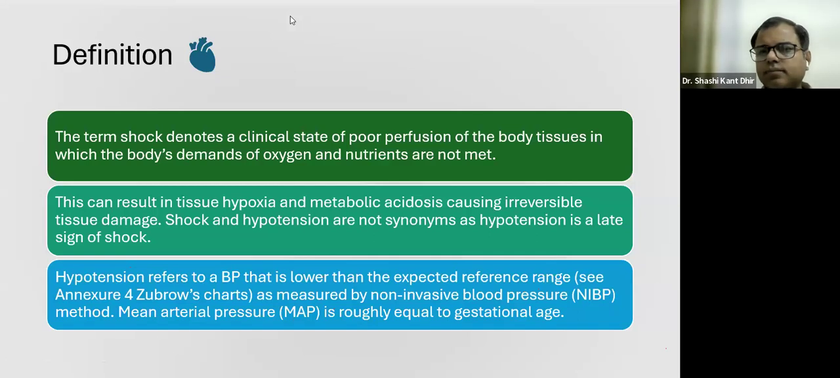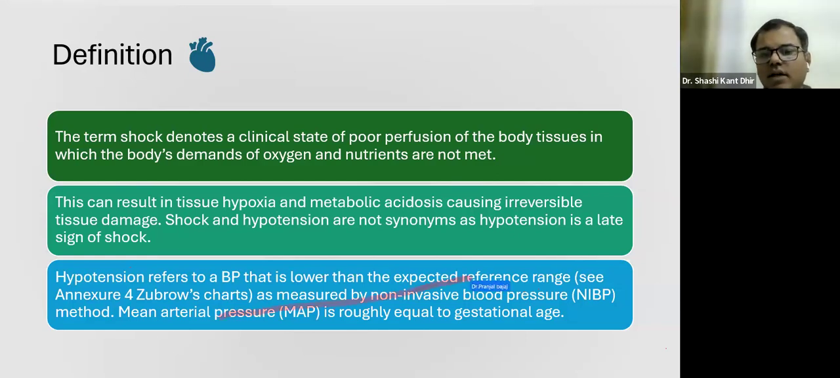So what is shock? It is also a very common thing which is seen in our NICUs, SNCUs, right? Shock is defined as a clinical state of poor perfusion of the baby in which the baby's demands of oxygen and nutrients are not met. Once the perfusion is poor, oxygen will not be there, right? So once the shock sets in, there is tissue hypoxia, metabolic acidosis, and irreversible tissue damage.